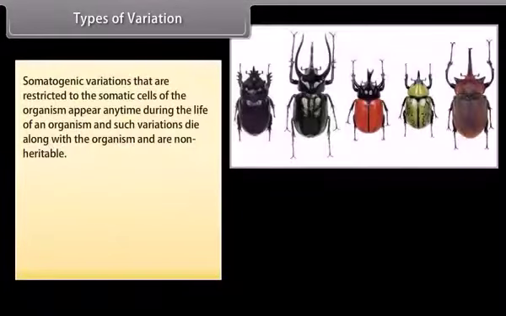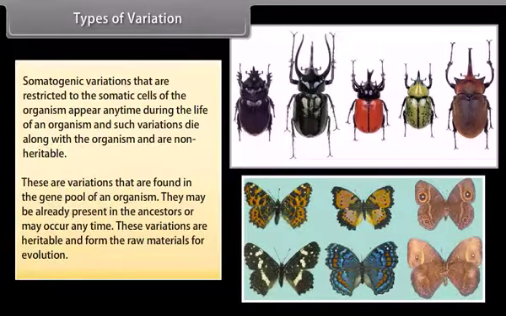Somatogenic variations are restricted to the somatic cells of the organism, appear any time during the life of an organism, and such variations die along with the organism and are non-heritable. Germinal variations are found in the gene pool of an organism. They may be already present in the ancestors or may occur any time. These variations are heritable and form the raw materials for evolution.